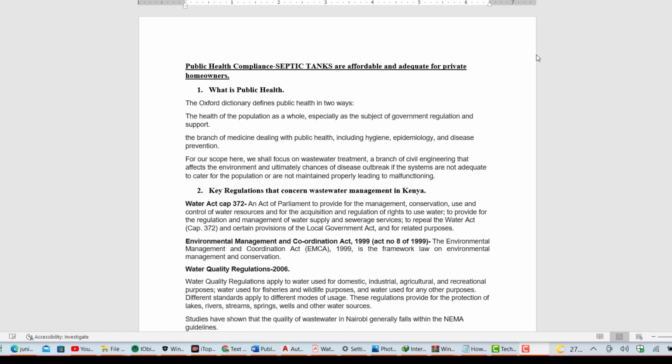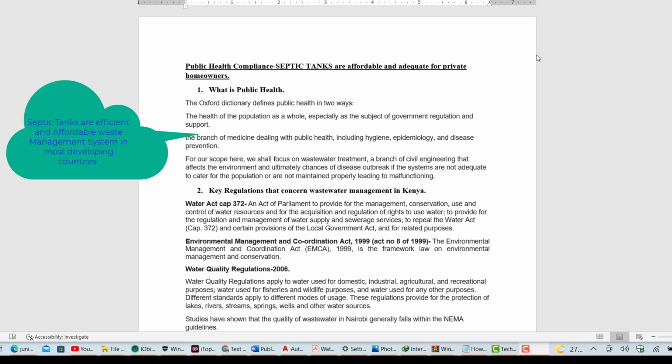And in civil engineering, we talk about public health when we are designing systems that directly focus on the cleanliness of the environment. So a bit of some theory.